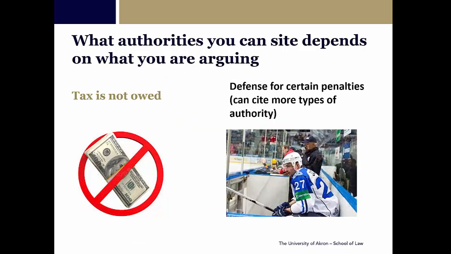Also, what authorities you can cite to depends on what you're arguing. If you're arguing whether a tax is owed or not, then you can only cite to things that are higher authority. If you are arguing that a penalty is not owed, then you could cite to more different types of authority, such as a private letter ruling, which traditionally only is considered binding between the parties.